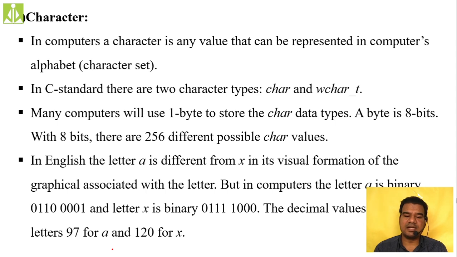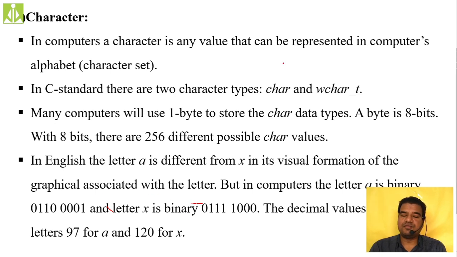In the C standard, there are two different types of character types. One is the normal character, char, which is also a keyword. The other one is the wide character, wchar_t. These two keywords are used in order to create a character type of variable, to indicate character type of data in our programming.